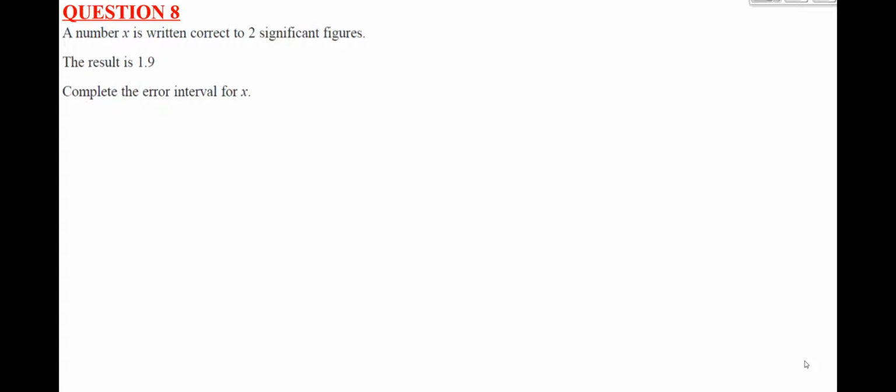Question 8 is about an error interval. So a weird name, error interval. I'll quickly explain what an error interval means. Error means potential mistake or inaccuracy, and an interval essentially is a gap, so it needs a beginning and an end. So a number's been rounded, and it's ended up being rounded to 1.9. So your best guess would be the number would be 1.9. Obviously, it's incredibly unlikely it would be exactly that. So your best guess is it's 1.9.